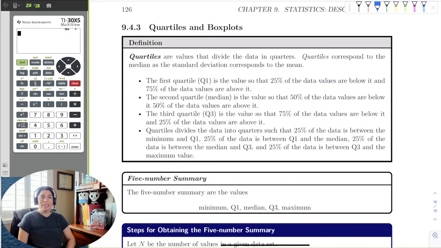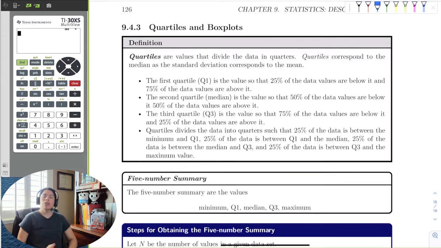Hi, so this last piece, I know it's so much, right? This last piece of measures of variation is going to be the quartiles and box plots. And what's nice about the box plots is the box plot is going to be a direct result of the five-number summary. And so when we talk about quartiles, we can always think of the median that cuts everything in half.